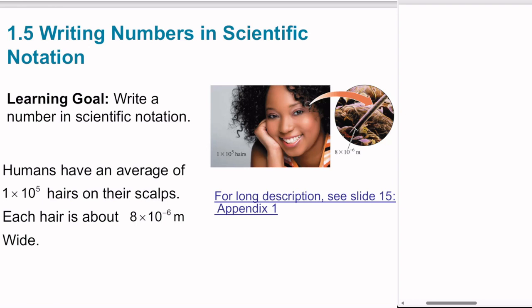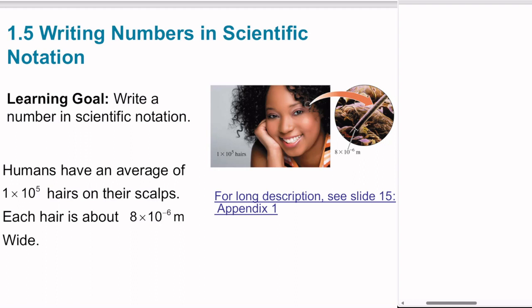Next, we'll review writing numbers in scientific notation. Scientific notation is used in science courses such as chemistry to avoid writing very large or very small numbers. It also helps us to put these large or small numbers into a perspective that we can understand.